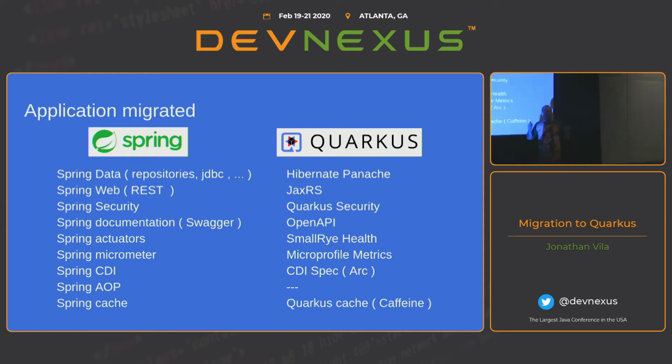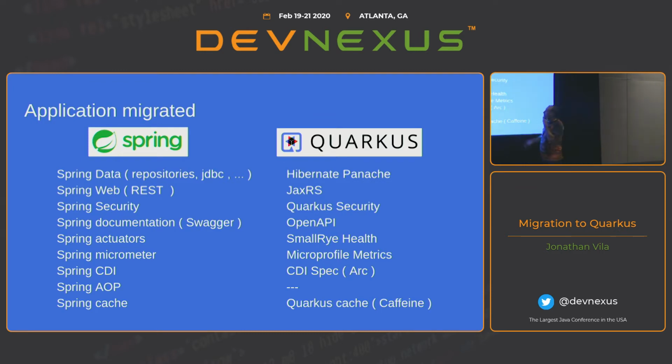So this is the description of the project. I don't know if you're familiar with the Spring Pet Clinic, but these are the modules that are inside the Spring project: Spring Data, Spring Web with REST, security, documentation for Swagger, actuators, Micrometer, CDI, AOP, cache.